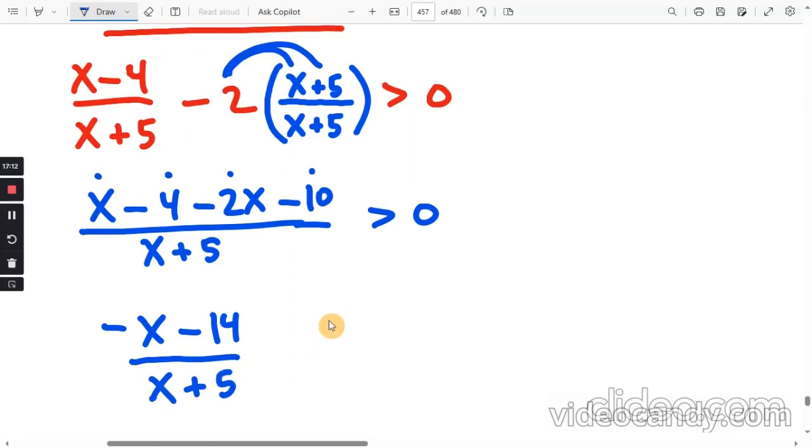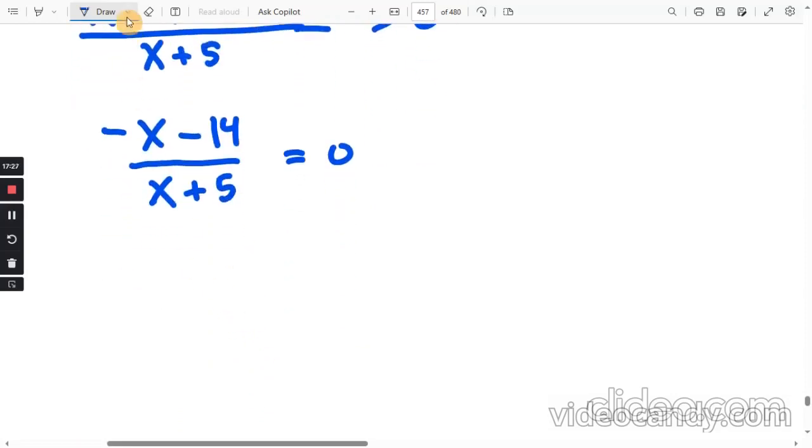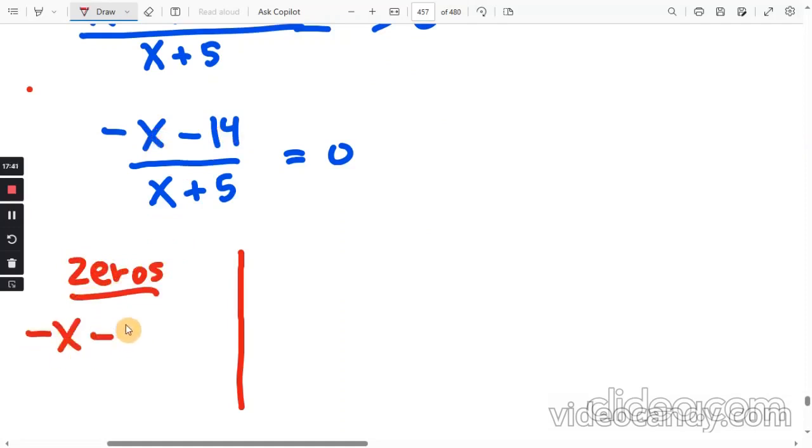At this point, I don't want to confuse you, but I'm going to set it equal to 0 in order for me to get the zeros and the undefined terms. We have to do both of those. Remember, that was in the 3 steps at the beginning. So for the zeros, that's when the numerator equals 0. Negative x minus 14 equals 0. And if I do plus x on both sides, negative 14 equals x.